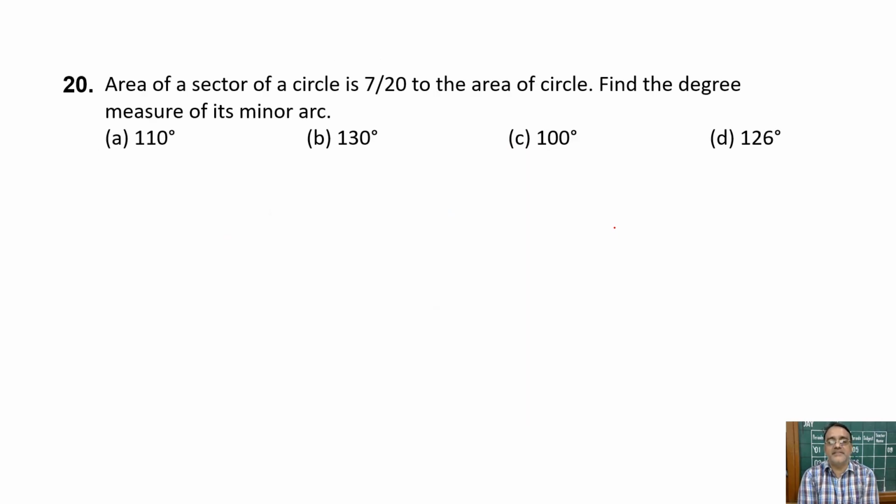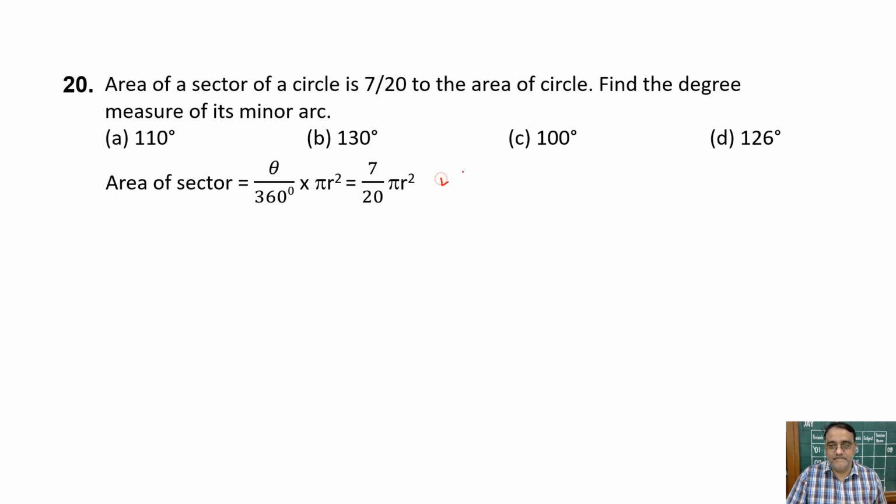Area of sector of a circle is 7 by 20 to the area of circle. Find the degree measure of its minor arc. So first of all, we will write the formula of area of sector, that is theta upon 360 into pi r square, and that is equals to 7 by 20 into area of circle, that is 7 by 20 into pi r square. This step is clear?